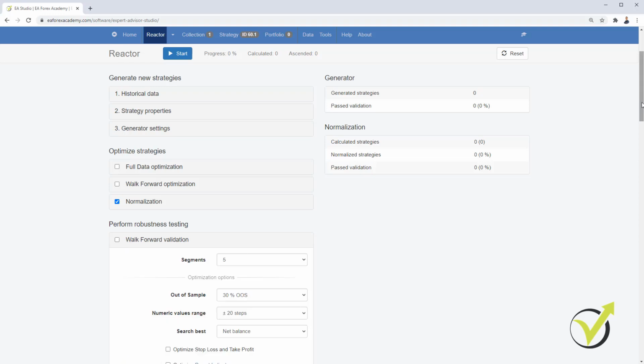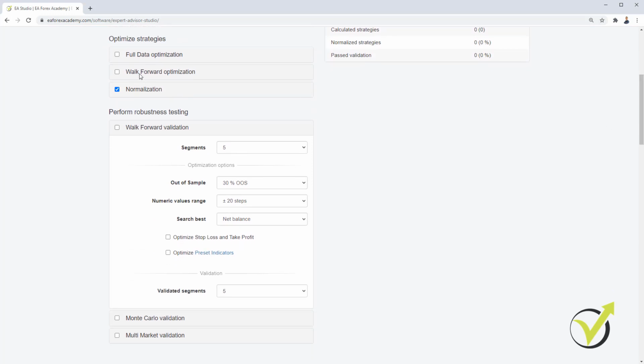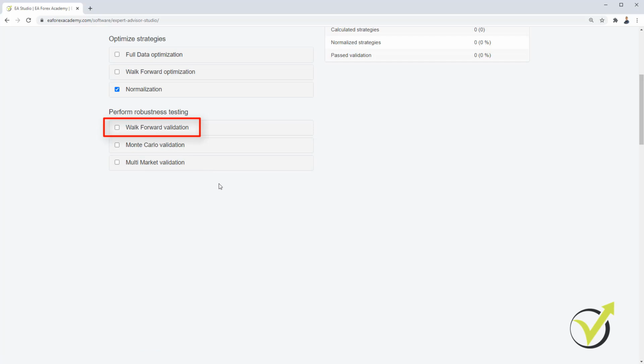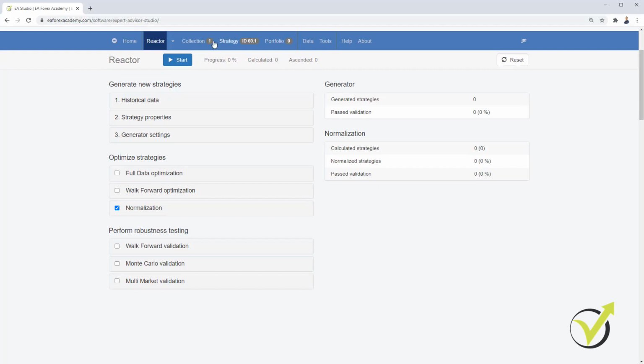One is the walk forward validation, very similar to what I have described in the previous video for the walk forward, but the difference is that it doesn't change the strategy. It just proves if the strategy is robust or not. If the result of the walk forward is worse than the initial strategy, then this initial strategy that came from the generator is over optimized. And if the strategy fails the walk forward validation or any of the other two, then we will not see it at the end in the collection.